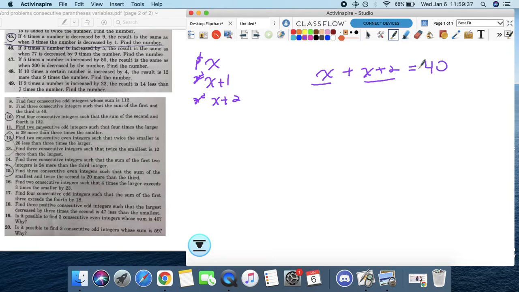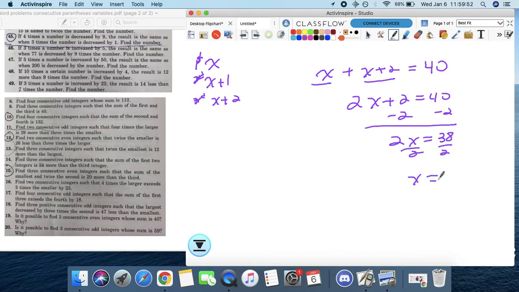Find those numbers. So combine like terms: x plus x. Subtract 2 from each side, and we get 2x equals 38. Divide by 2 on both sides, and x equals 19. So my first number is 19, the second number is 20, and the third number is 21. It says that if I add the first and the third, the total is 40, and 19 plus 21 does equal 40.